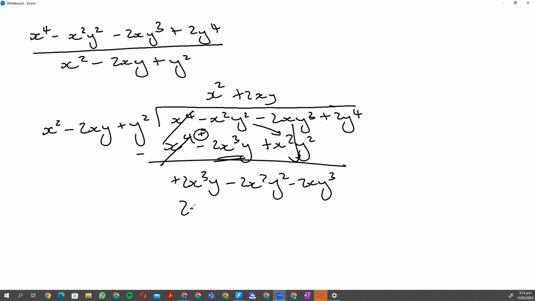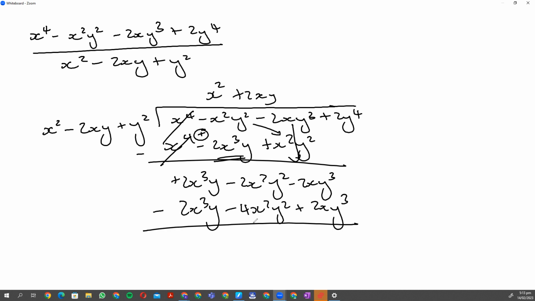2xy times x squared will be 2x cubed y. 2xy times 2xy will be negative 4x squared y squared. 2xy times y squared will become plus 2xy cubed. When I subtract all of that, that's going to cancel out completely.